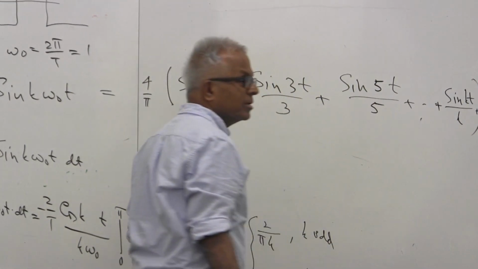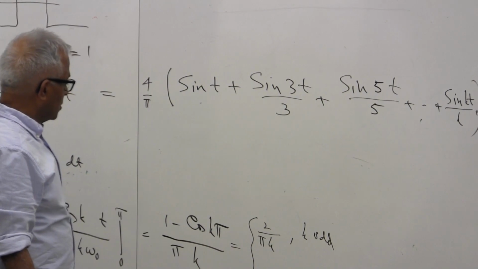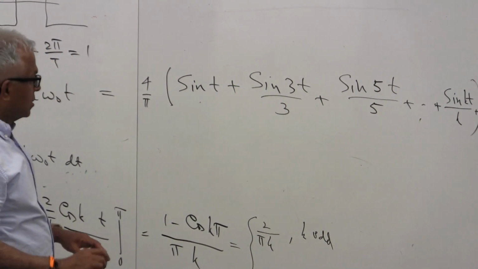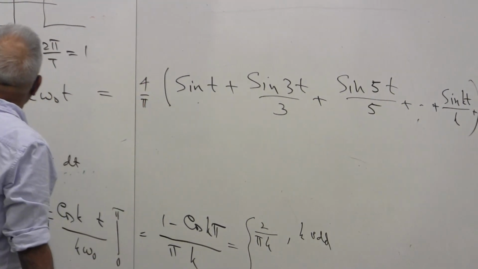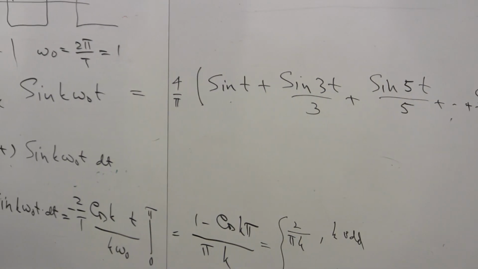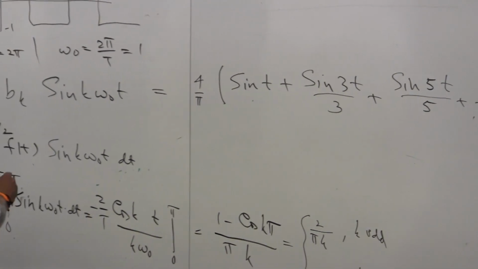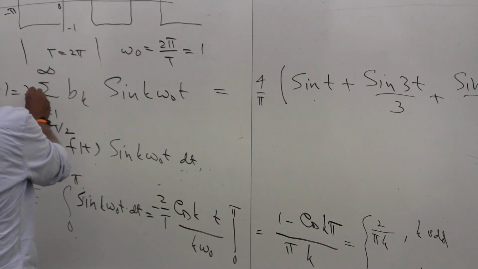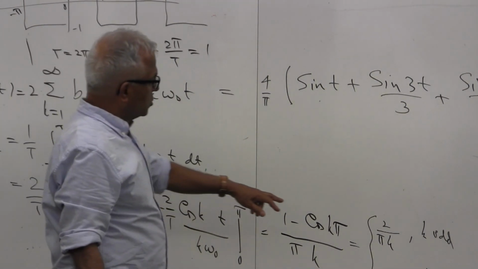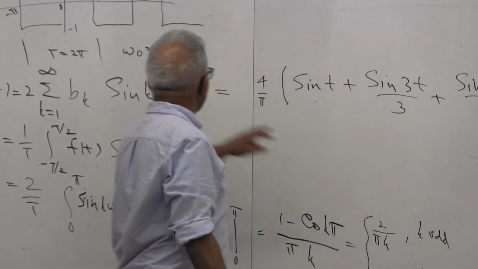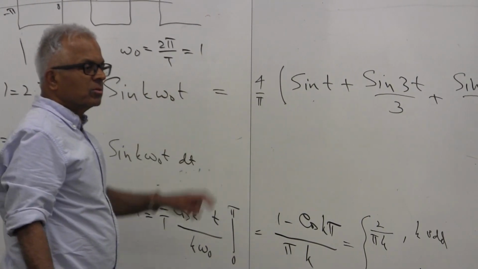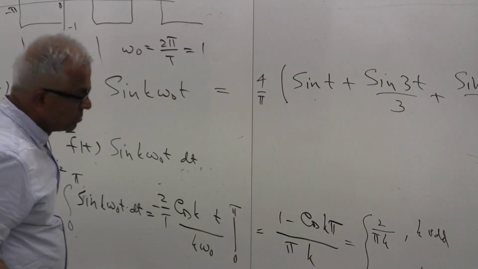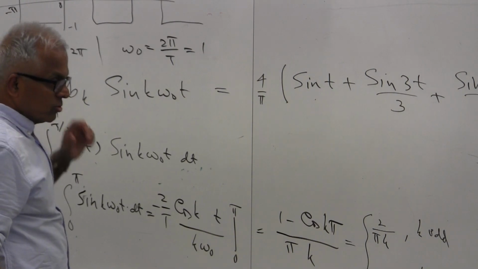Also, it should be 2, not 4, because you're dividing by T, which is 2 pi. So it's 4. Hang on, there is a 2 here. That's what he was trying to say. This is 2 over pi k, 2 multiplied by 2, 4. Okay, so we are done with this.